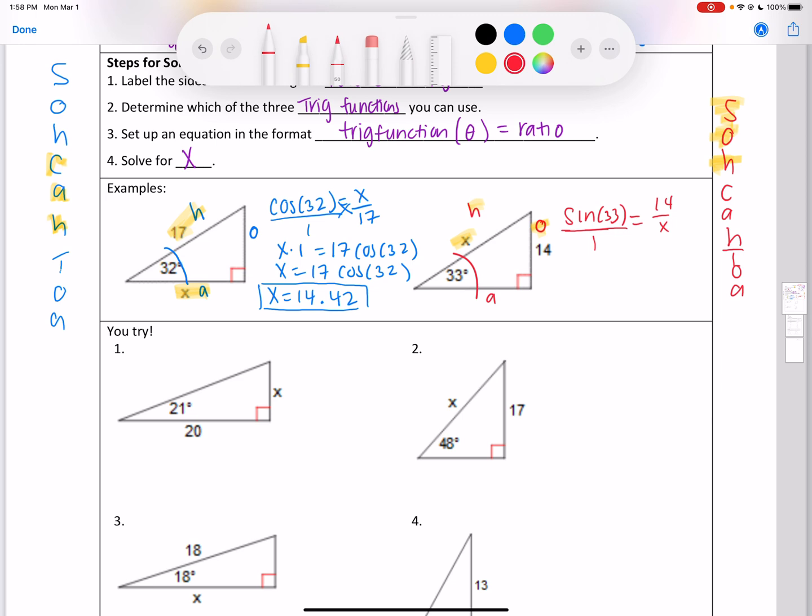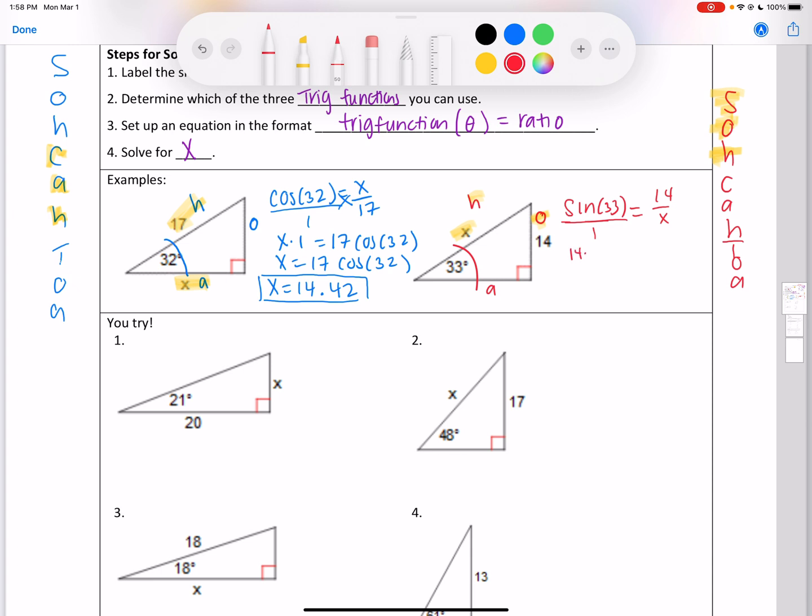multiplying. So 14 times 1 equals x times sine of 33. Now sine of 33 are grouped together, so you can't undo that sine of 33. So 14 equals x sine 33. And what we're going to do is divide by the sine of 33 on both sides. So x equals 14 over sine of 33.